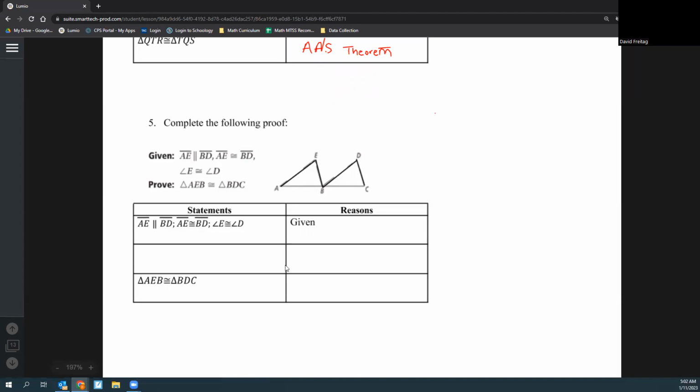If we look at number 5, AE is parallel to BD. AE is congruent to BD. A or E and D are the same. Those are all given information.